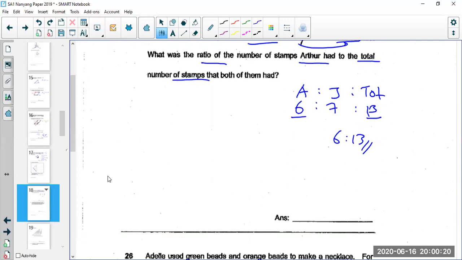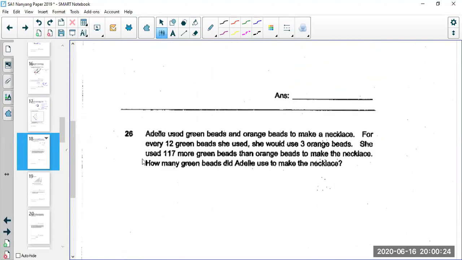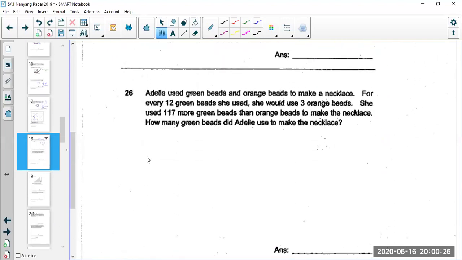Do you get the answer correct? Now this Raffles School paper is actually not very tough. Okay, let's go on to the next one. Now, Adeline used green beads and orange beads to make a necklace. For every 12 green beads she will use 3 orange beads, and she used 117 more green than orange. So how many green beads did Adeline use to make the necklace? It looks very confusing. Don't know how to solve.